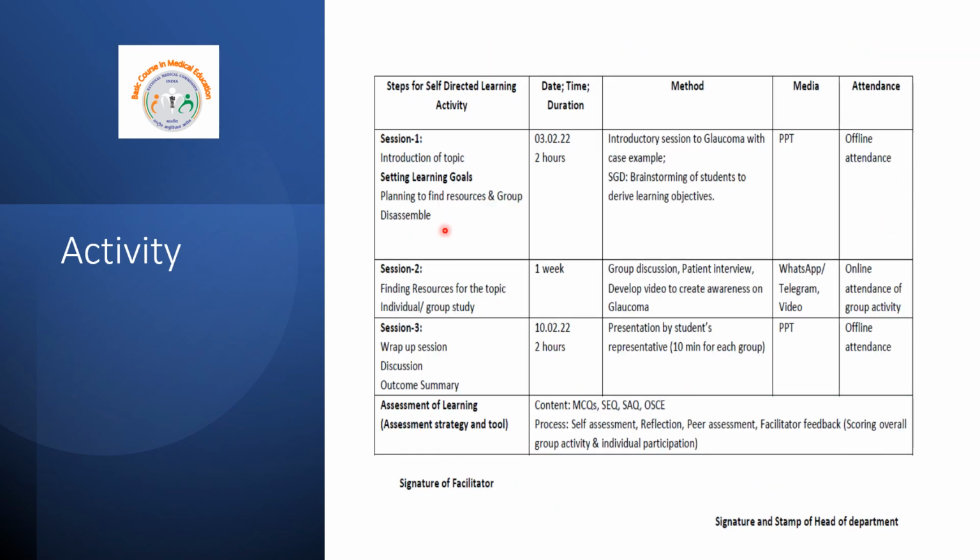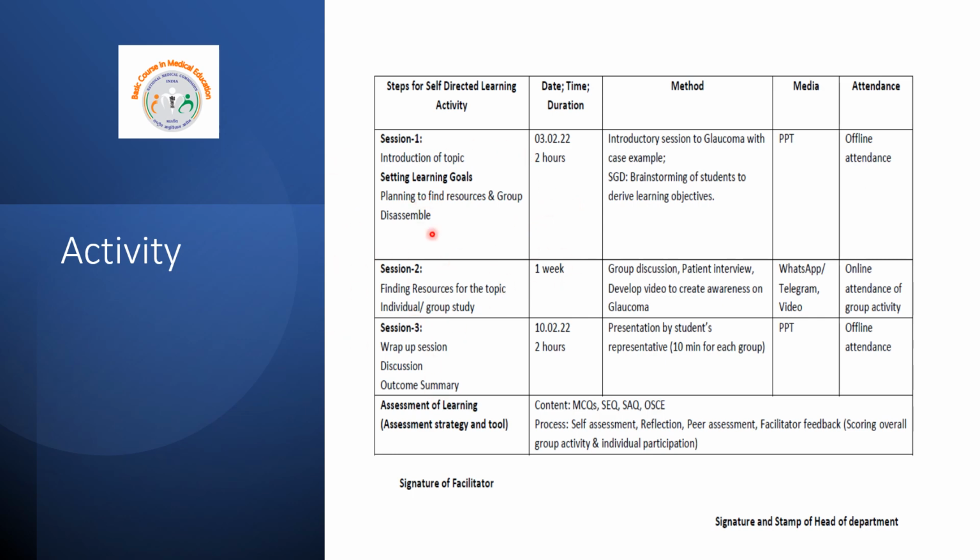Now, in session 1, they had depicted the goal. Okay, so what are the things? First is the introduction, then setting the goal. Then the topics and resource materials, and the method: an introductory session in glaucoma, then brainstorming and a PPT or discussion. Attendance is taken.